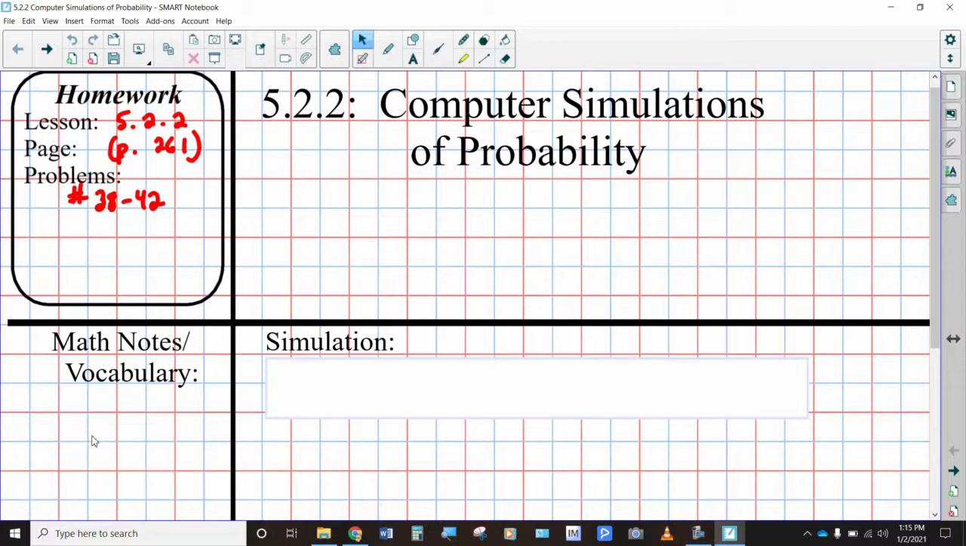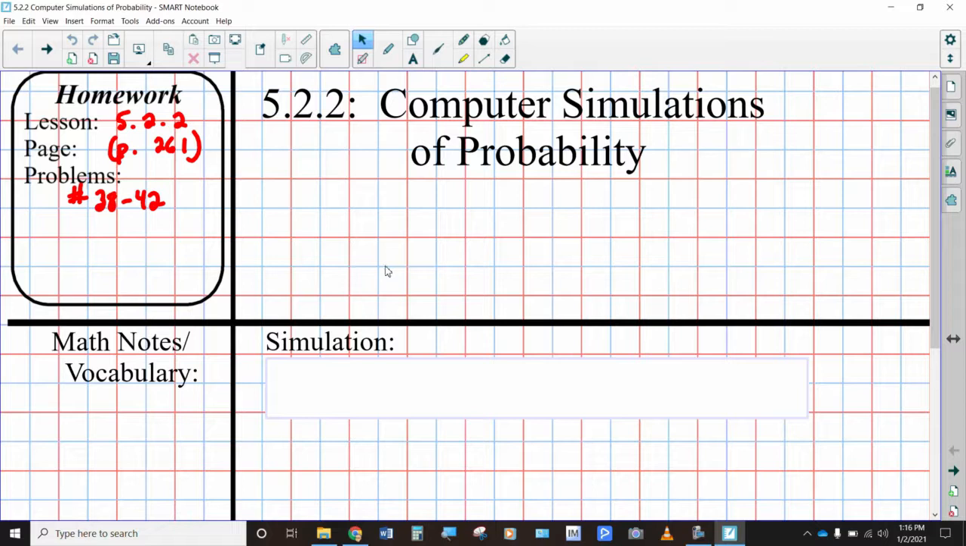Alrighty, let's take a look at lesson 5.2.2. This is called Computer Simulations of Probability. The basic idea here is we've been working with some very simple examples of probability, and some probabilities are very, very complicated. So complicated that trying to come up with a mathematical formula to get the proper theoretical probability is, I wouldn't say impossible, but you just really have to know a lot about how math works and how probability works. And for many people, that's just a little bit out of grasp.